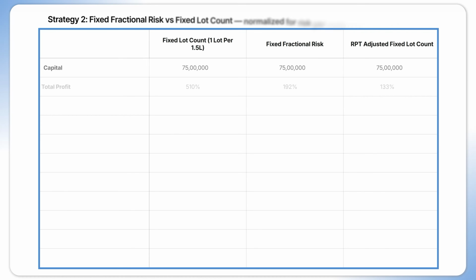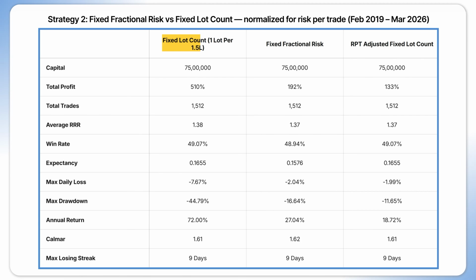Let's look at it in a tabulation form just to reinforce whatever we have observed in the graph. Sure. So as you can see, the first column is the one lot backtest where the max loss per day has been historically 7.67% of the capital. And the max drawdown, you see, is like 45%, which is on the borderline untradable. Correct. And it has a maximum losing streak of 9 days.